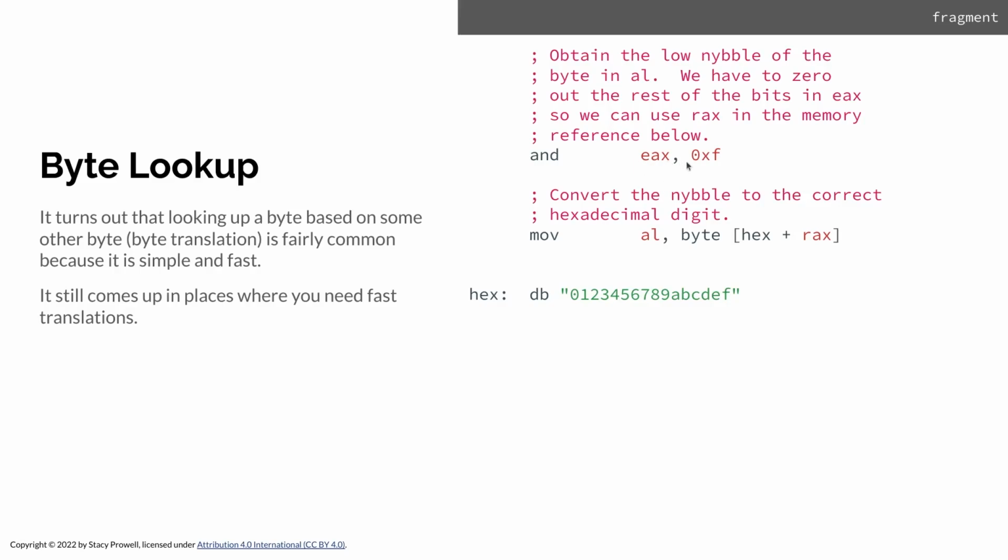I go ahead and AND EAX with 0xF, so this just masks off the bottom 4 bits. Then I take the address of this table, hex, and I add RAX to it. It'll be the bottom 4 bits, and so it will tell me the correct offset. I move the byte contents of that address into AL, and now I've done the conversion. Easy, very simple.